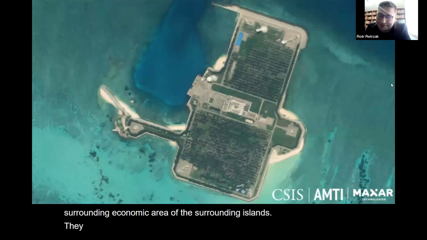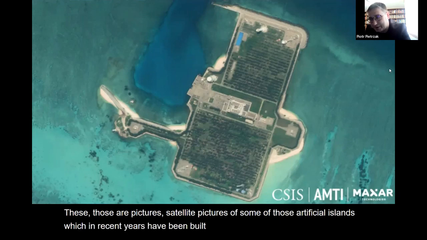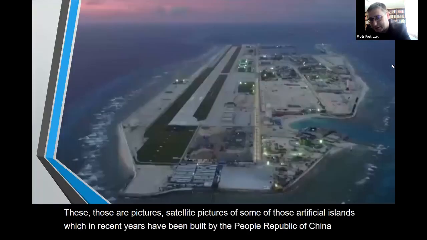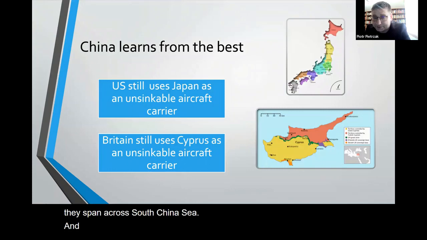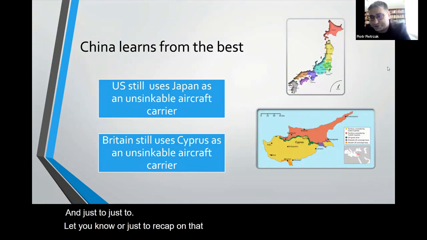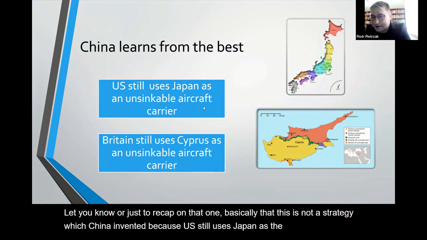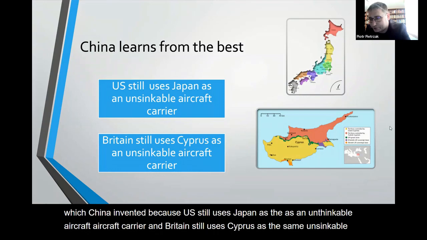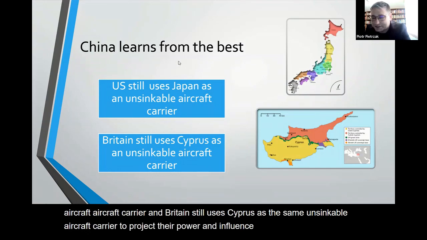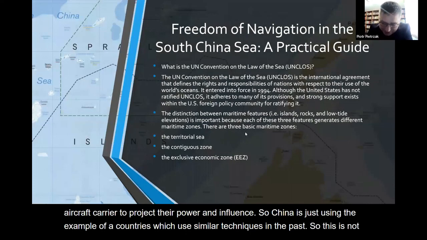Those are satellite pictures of some of those artificial islands, which in recent years have been built by the People's Republic of China, and they span across the South China Sea. And just to recap, this is not a strategy which China invented, because the US still uses Japan as an unsinkable aircraft carrier, and Britain still uses Cyprus as the same unsinkable aircraft carrier to project their power and influence. So China is just following the example of countries which used similar techniques in the past. This is not something which is surprising.